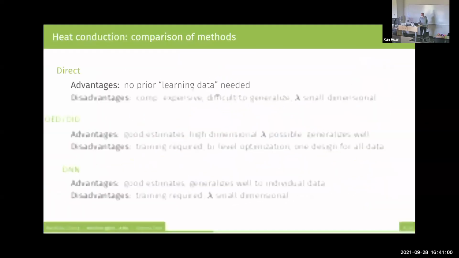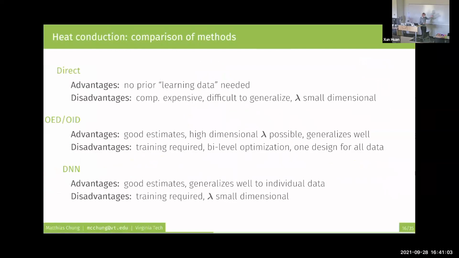Let's first talk a little bit about what the advantages and disadvantages of different methods are. The direct methods, as I already said, right, I don't need any training data for that, of course, but it's expensive to compute because you need to do it online. With OED, you actually get pretty good estimates, right? But it does not generalize as well as a neural network. As I pointed out, the bi-level optimization is a problem, and you just get one regularization for all data. So that is a disadvantage.